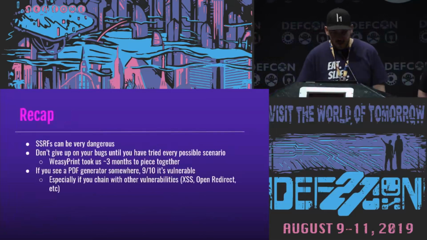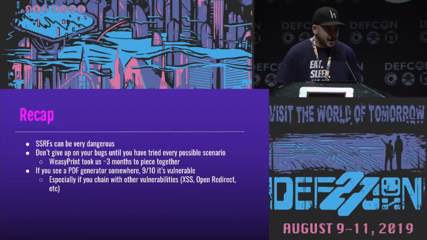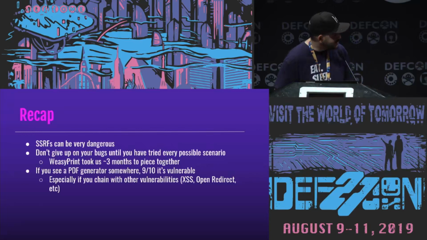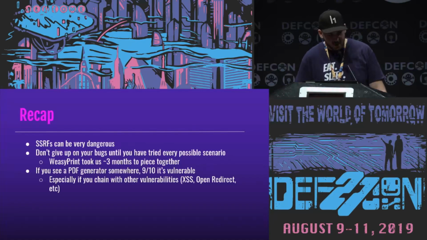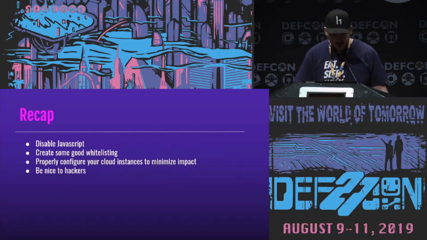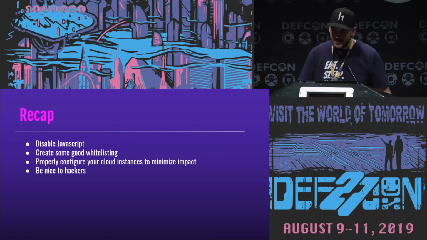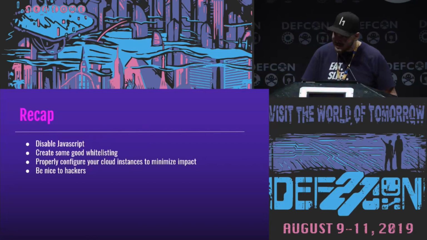So a quick recap: SSRFs can be dangerous. If you get an external fetch, don't stop there. See what else you can do. Don't give up on your bugs. Wheezy Print took me 3 months and some change and a bunch of rides in New York City to figure out. And if you see a PDF generator, I promise you it's usually vulnerable. You just got to find the right angle and the way to get in. Disable JavaScript. You don't need it in PDF generators. Create some whitelisting, blacklisting, whatever works for you. Limit the exposure to your instance at least. Properly configure your cloud instances so the keys aren't being leaked. And please be nice to hackers.